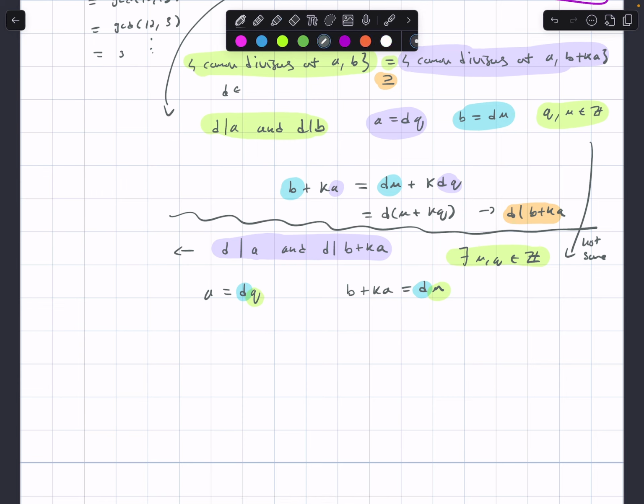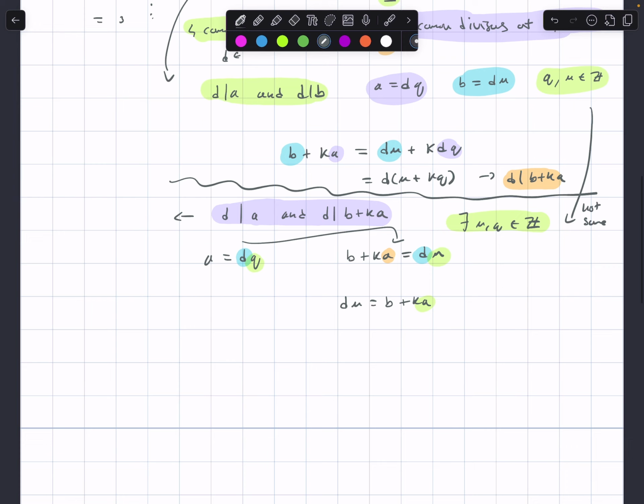And so then what can we do with this? Well, let's transplant the A in there. There's an A in here. Actually, let's start the other way, just to be really circumspect about this. D times M is B plus K times A, and K times A is this D times Q. So we have D times M is B plus K times D times Q.